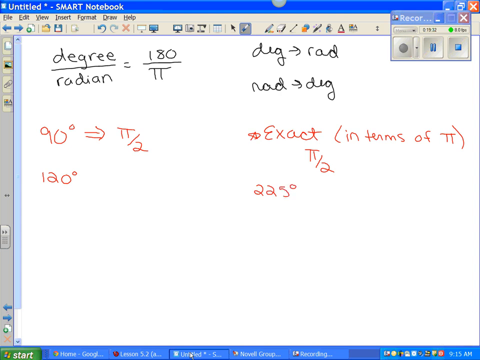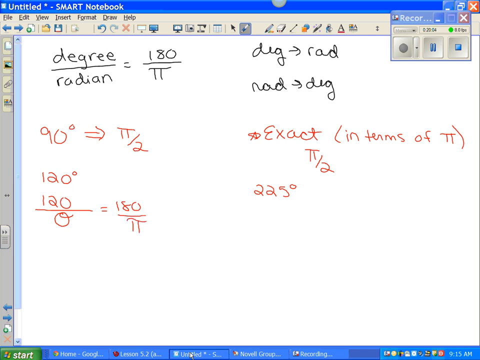All right, so is that degrees or radians? Degrees. Where's it going to go? If it's degrees, where's it going to go? Where it says degrees, right? So we're going to put 120 over, am I going to write out radian? What variable do I like to use for radians? Theta. Okay. Equals 180 over pi.